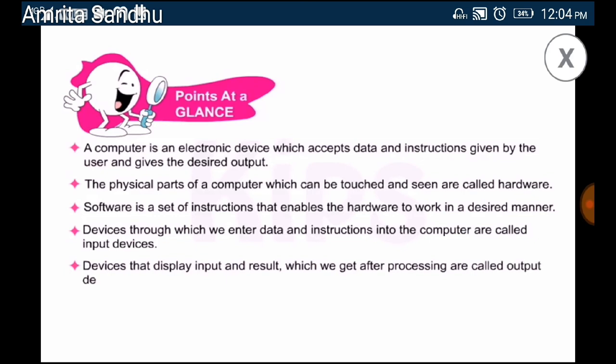A CPU has three main parts. First is the memory unit MU, then the arithmetic and logical unit ALU, and the control unit CU.